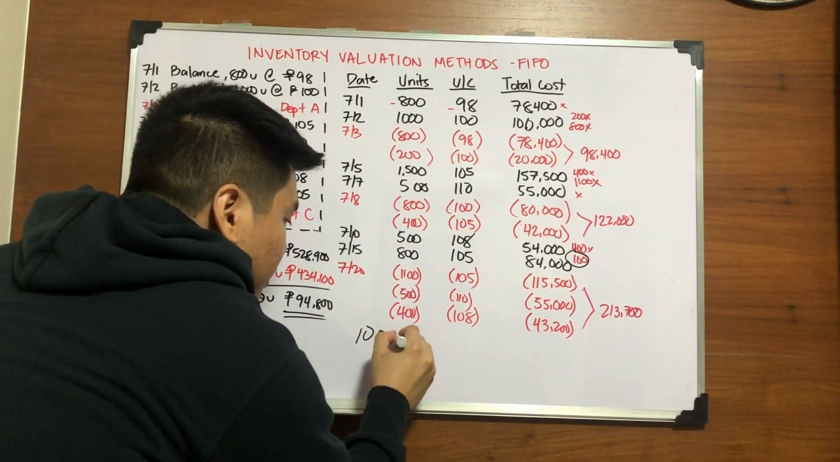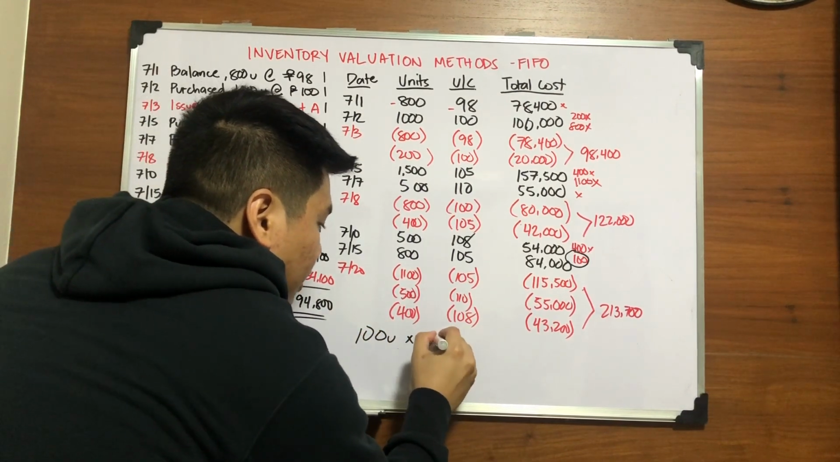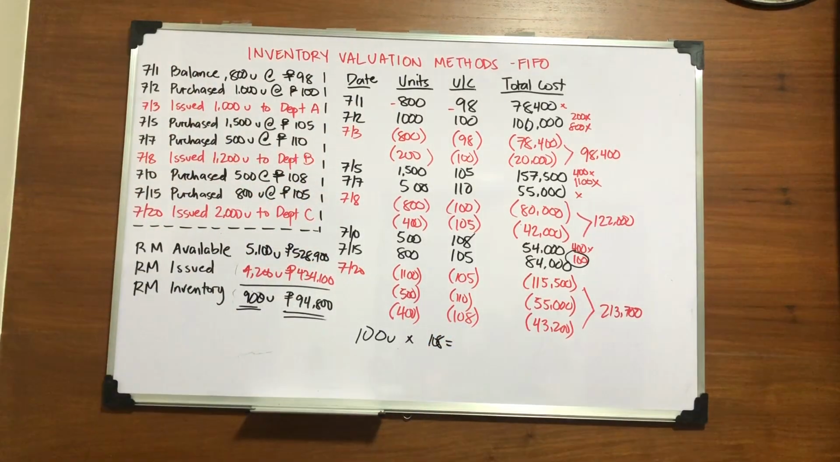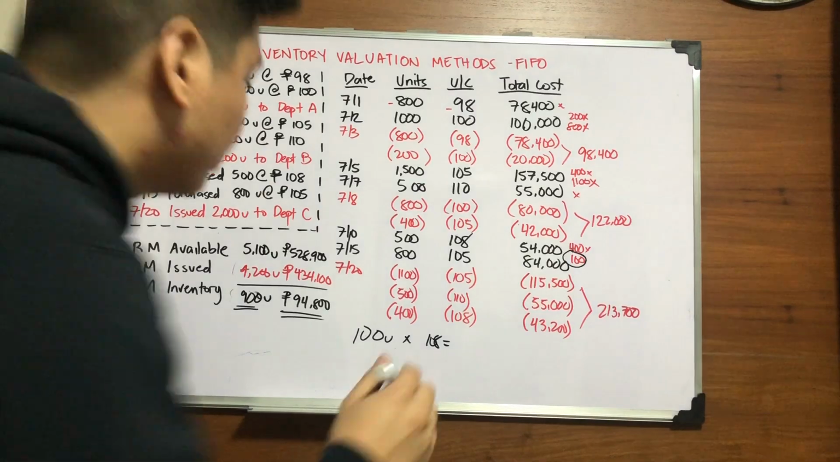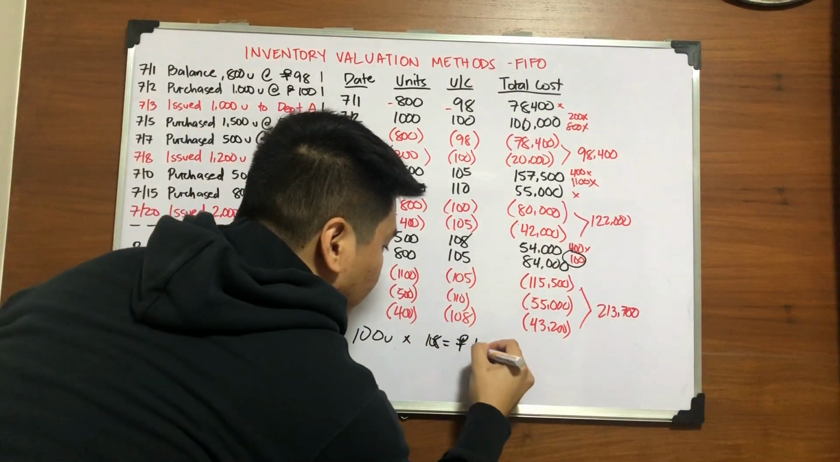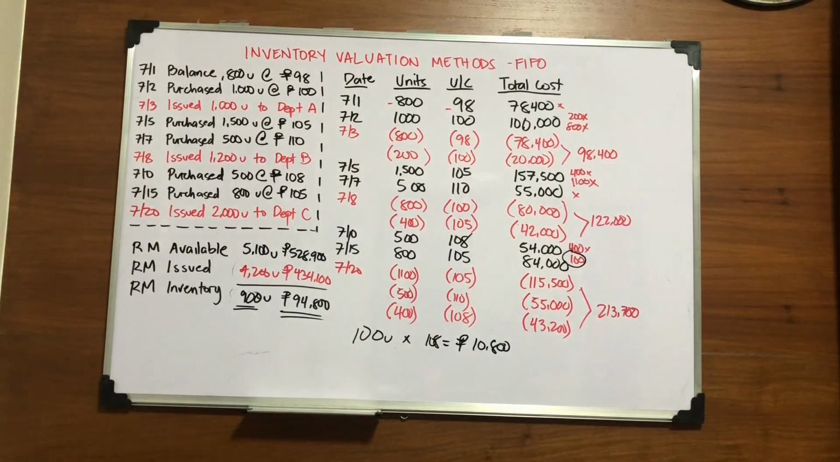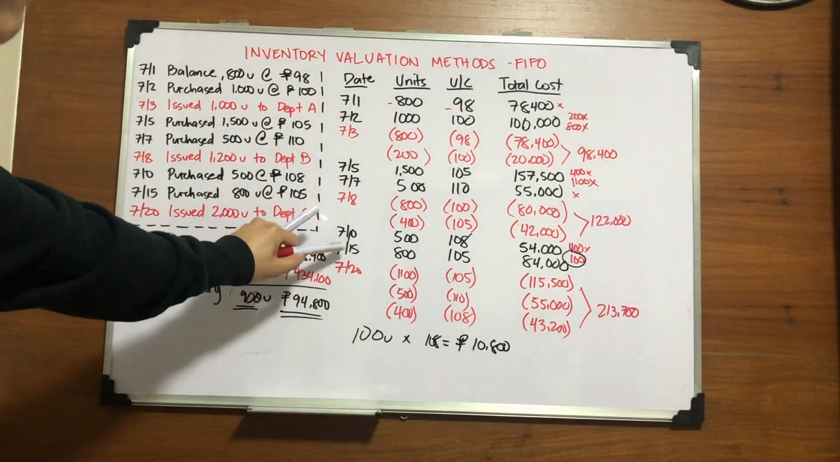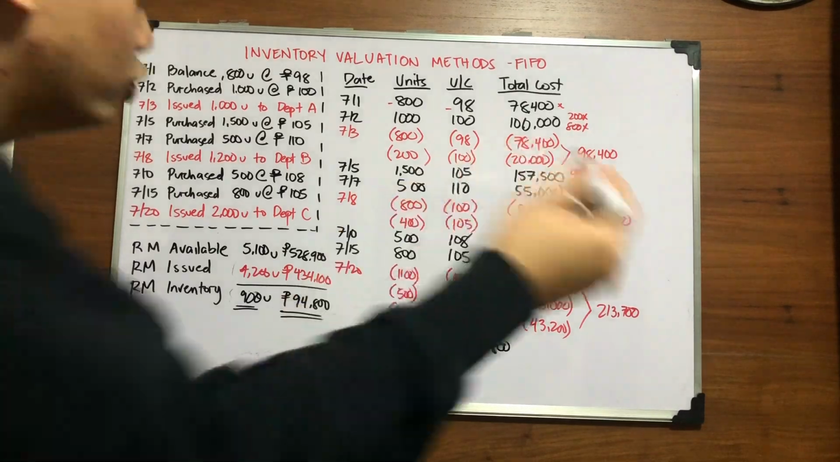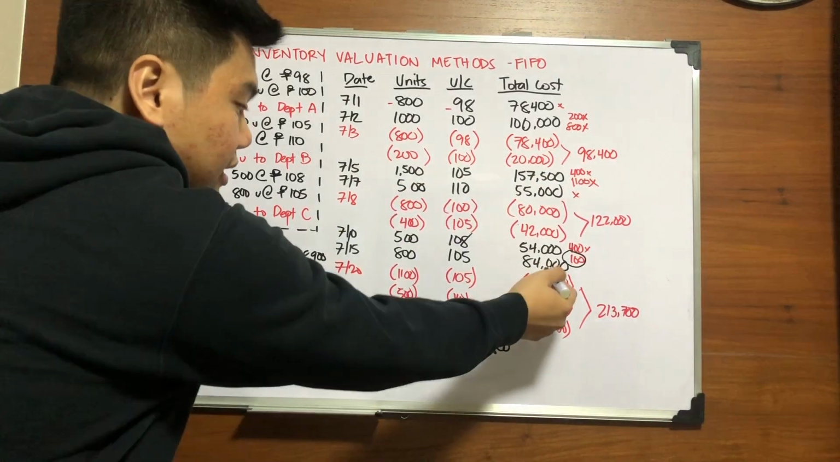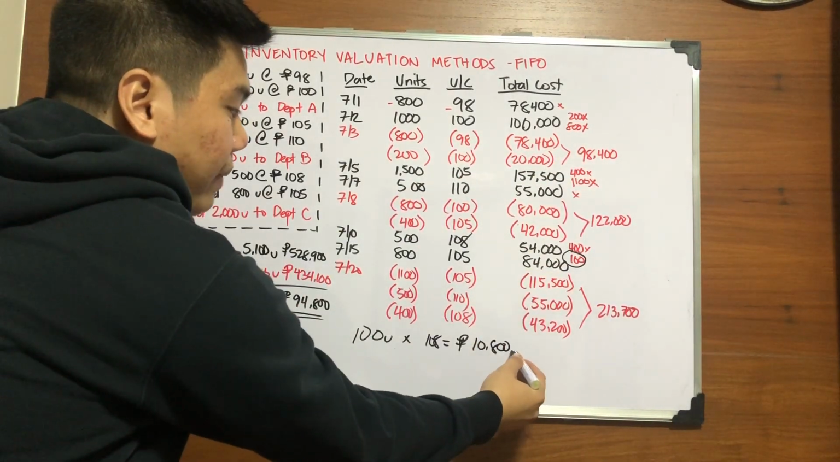100 units times 108. That would give you 10,800. Okay? So that is your raw materials inventory for this transaction. And you still have an unused raw material from your July 15 transaction. So you just have to copy it, okay? And add this to your remaining amount here.